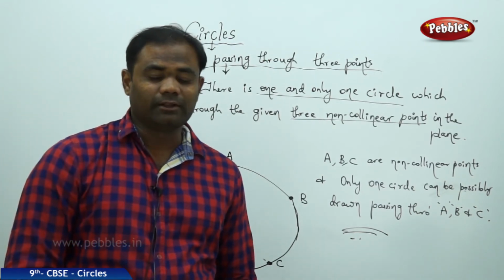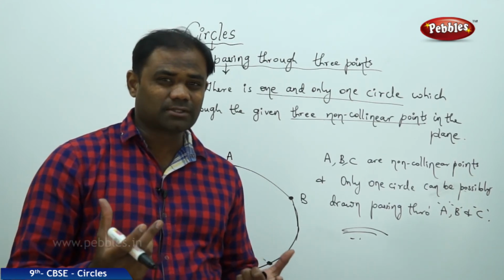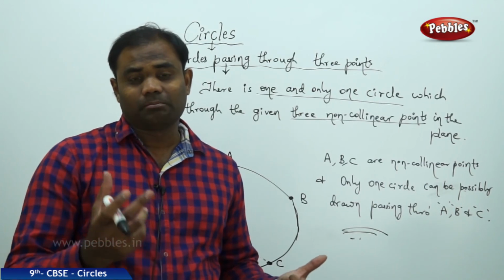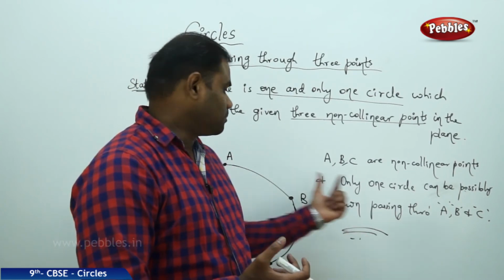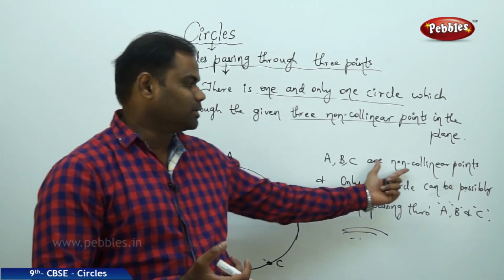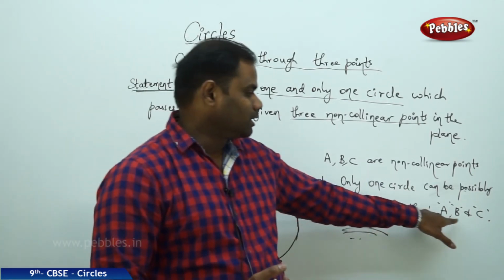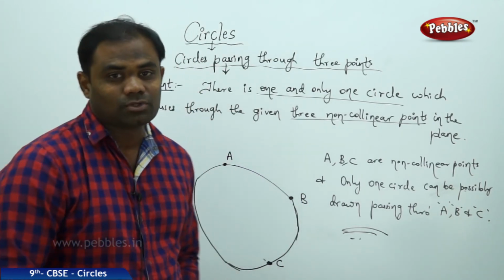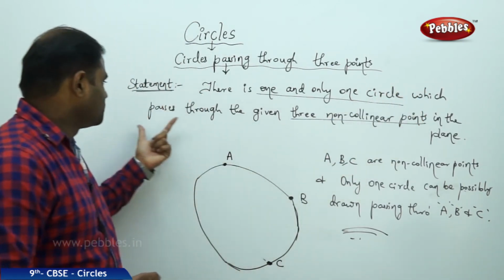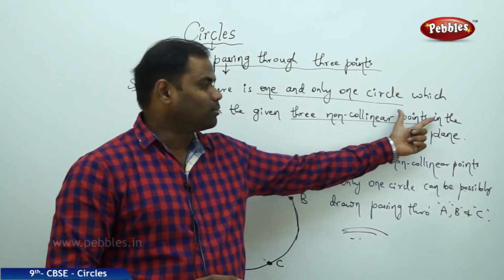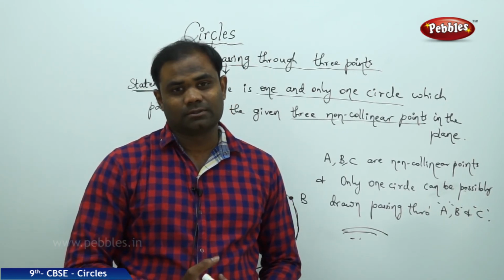For one point, infinitely many circles can be drawn passing through that one point. For 2 points, infinitely many circles can be drawn passing through those 2 points. But for 3 points taken in the plane, A, B, and C, which are non-collinear, there is only one circle which can be drawn passing through A, B, and C. So my statement says there is one and only one circle which passes through the given 3 non-collinear points in the plane. Circles connecting 3 points.